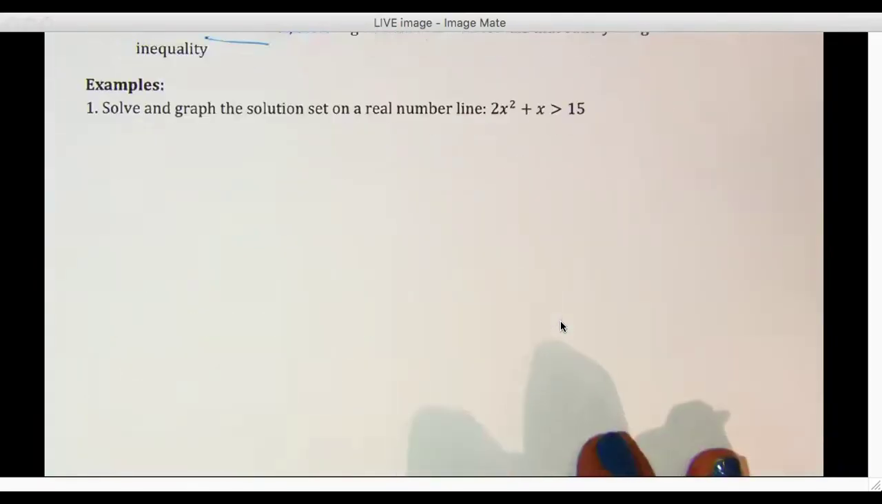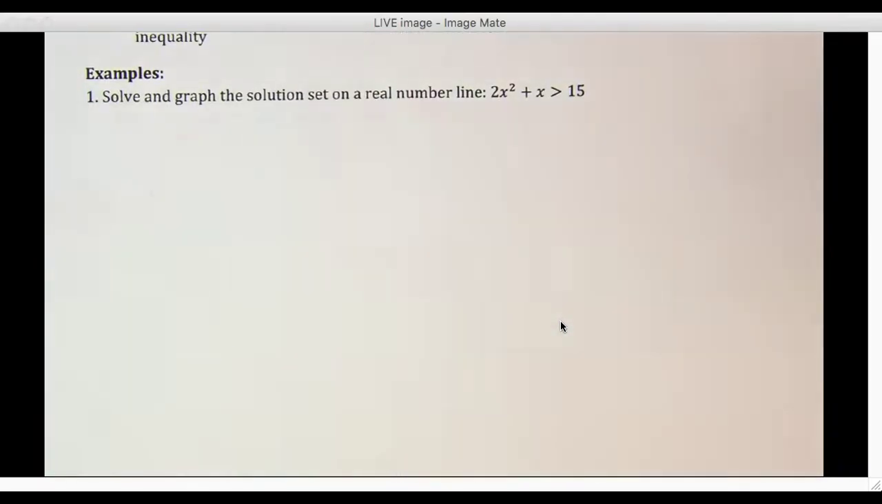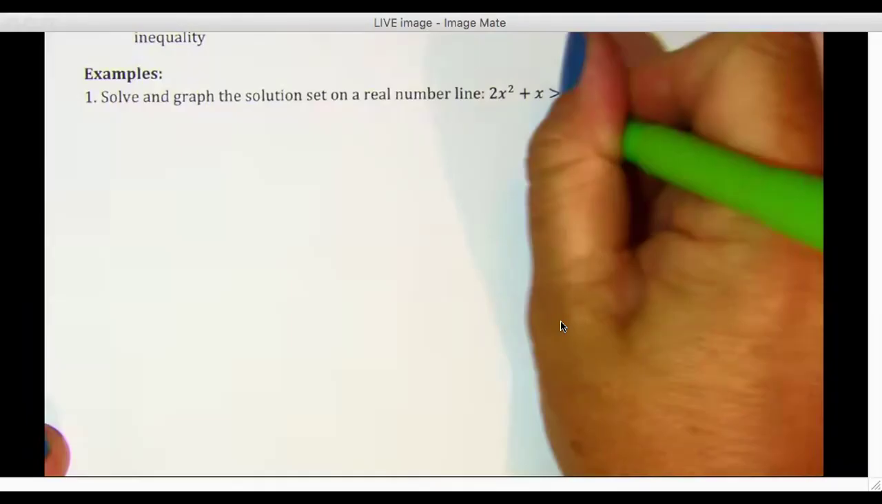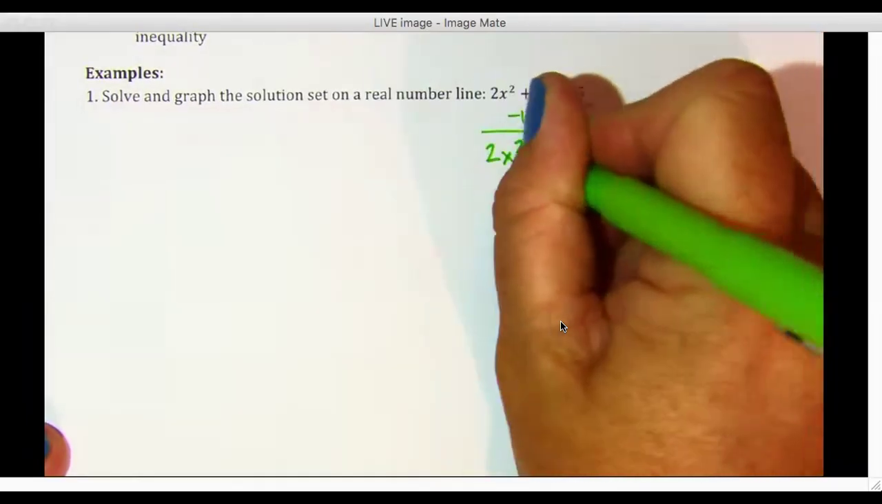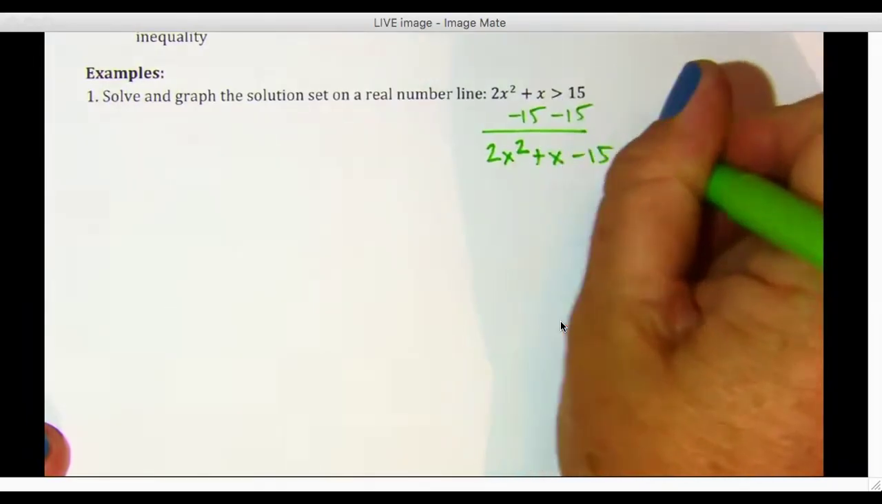So in this first example here, it is not set equal to zero yet. So the very first thing I need to do is set this equal to zero. So subtracting 15 from both sides, I have 2x squared plus x minus 15 equals 0.